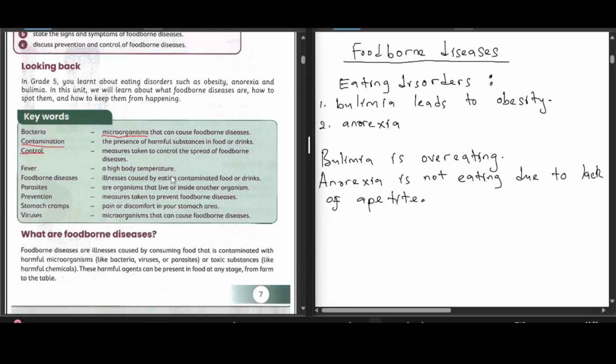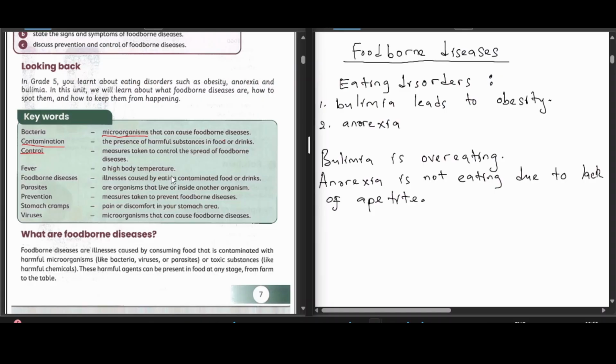Even though coronavirus is not a foodborne disease, it's an example of control. When we had the COVID-19 pandemic, what happened? Lockdown. Everyone stay at home. That was a measure taken to control the spread of a disease.